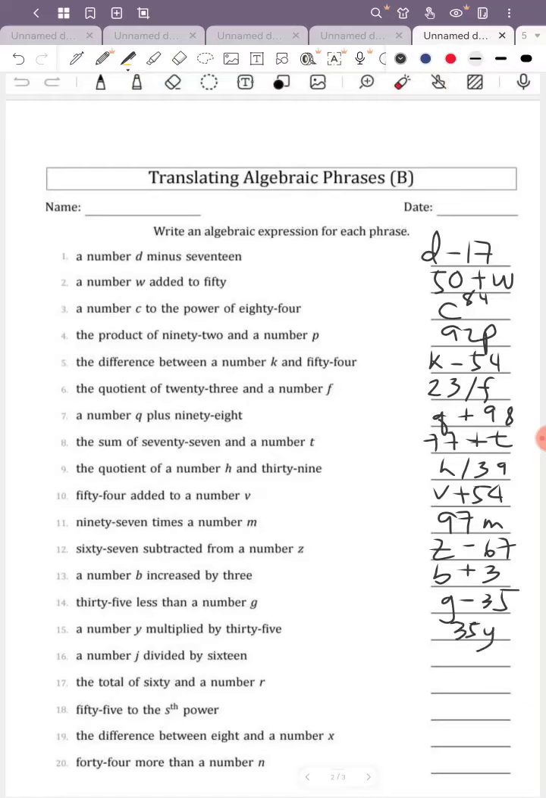A number j divided by 16. So j over 16. A total of 60 and a number r. 55 to the s power. 55 to the power of s. The difference between 8 and a number x. 8 minus x. 44 more than a number n. So n plus 44.